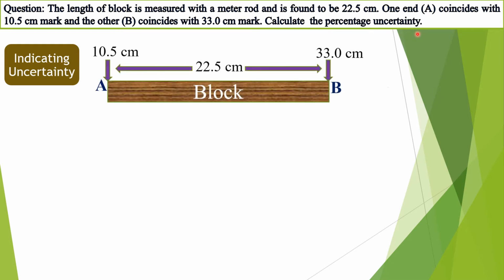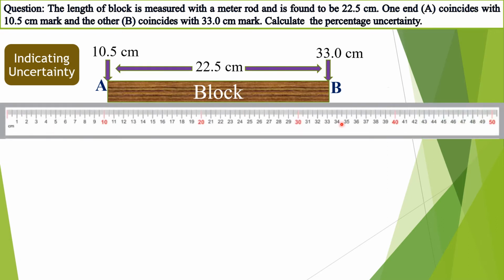We have this block, and the length of this block is calculated with the help of this meter rod. The A end of this block coincides with the 10.5 centimeter mark and the B end of this block coincides with the 33.0 centimeter mark. So by subtracting 33.0 and 10.5 we get 22.5 centimeter. So 22.5 centimeter is our measured value.